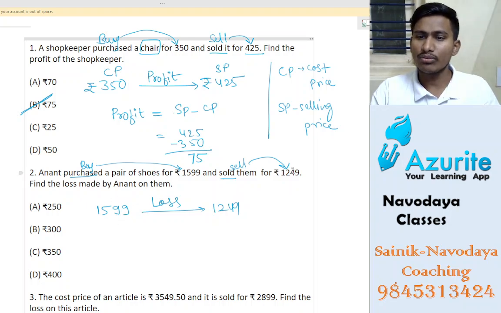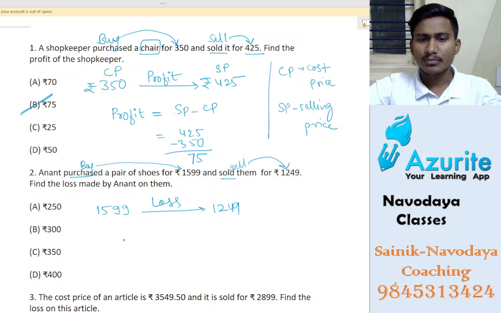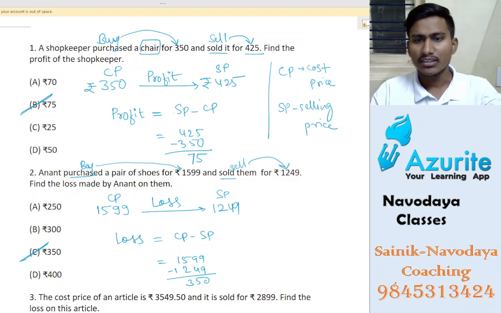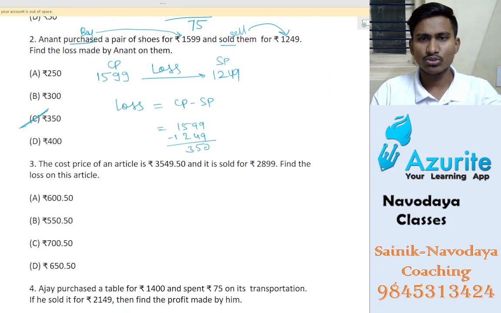Bought and sold for 1299. Right? Sold for 1299. That is less. So find the loss. How do you find the loss? Option D. Yes. We have to do cost price minus selling price. That is 1599 minus 1249. If you subtract, how much will you get? 350, option C. Okay? Very easy, isn't it? That is how you find the loss.